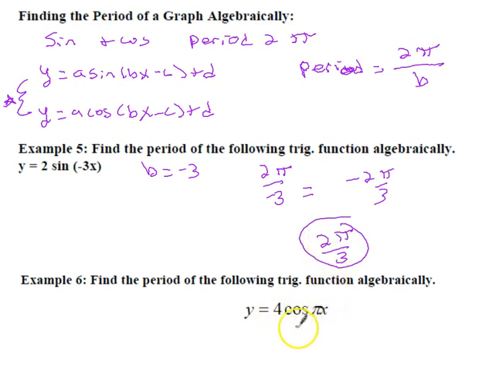Okay, so for y equals 4 cosine pi x, our b here is pi. So we're going to do 2 pi over b, which is 2 pi over pi. So our period is going to be 2 radians.